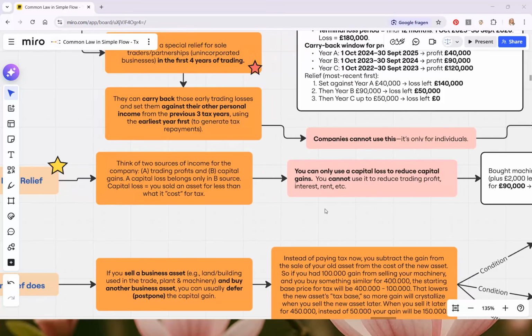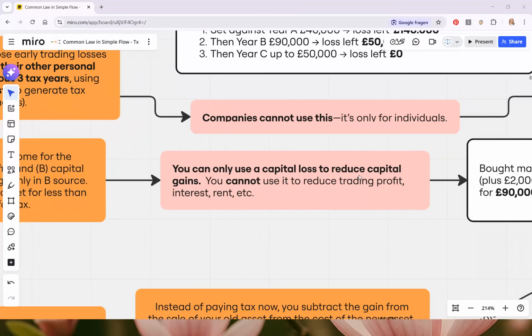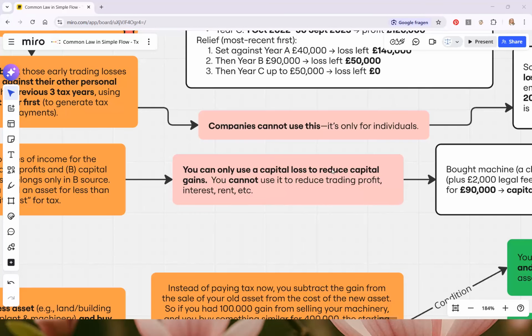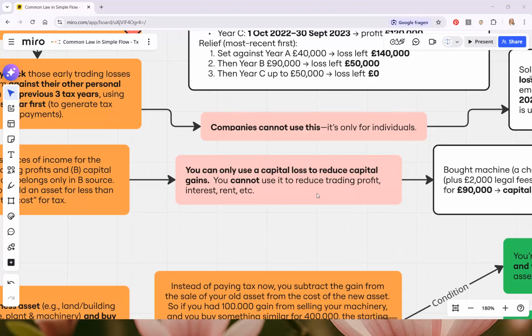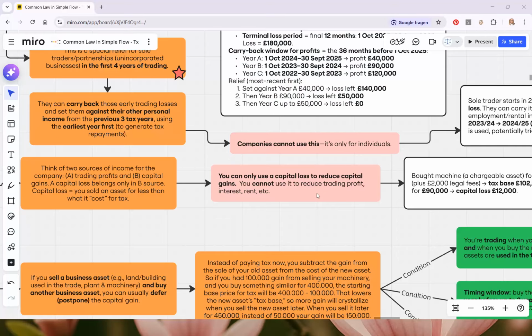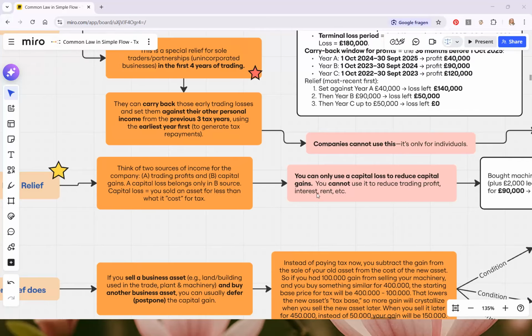That's the capital loss. So you can only use a capital loss to reduce a capital gain. You cannot use it to reduce trading profit, interest, or rent, only capital gains.